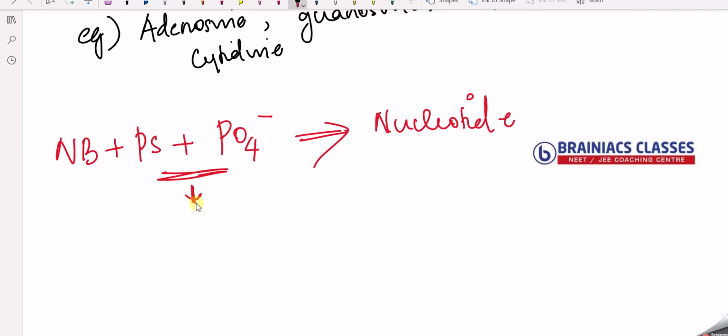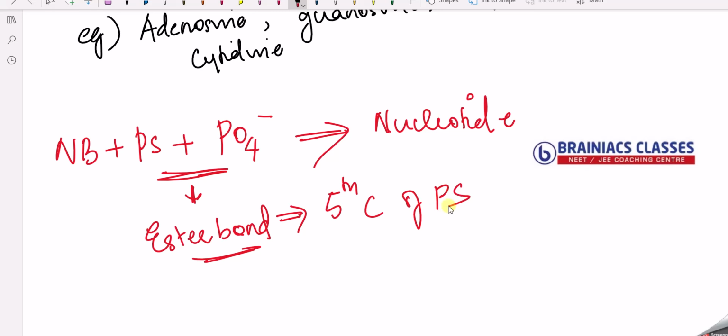Now, what is the linkage between the pentose sugar and phosphate group? It is the ester bond. Okay, ester bond between the pentose sugar and phosphate group, and this ester bond is formed with the 5th carbon atom of pentose sugar. The phosphate group will form an ester bond with the 5th carbon atom of pentose sugar. Very, very important. Understand?